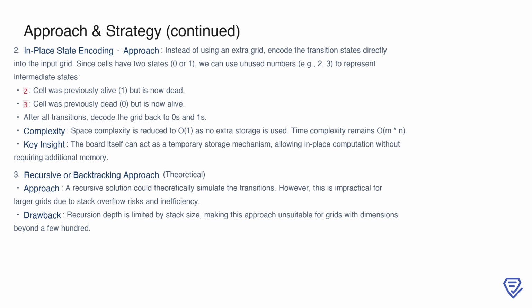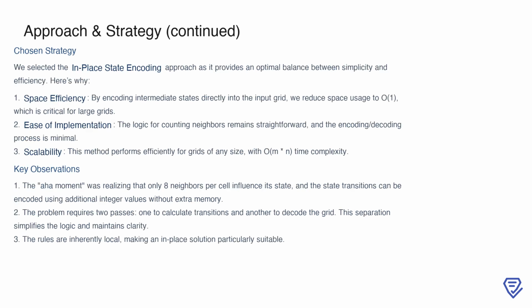Another idea we considered is a recursive or backtracking approach, which theoretically simulates transitions through recursive calls. However, this method is impractical for larger grids due to its inefficiency and the risk of stack overflow when dealing with deep recursion, especially in grids with larger dimensions. The in-place state encoding approach was ultimately chosen because it offers the best balance between efficiency and simplicity.